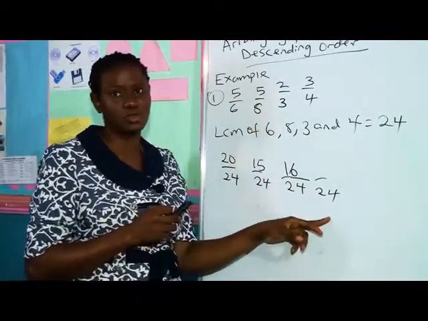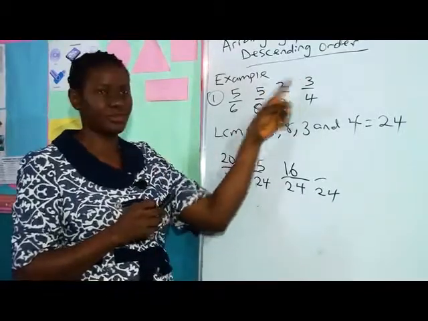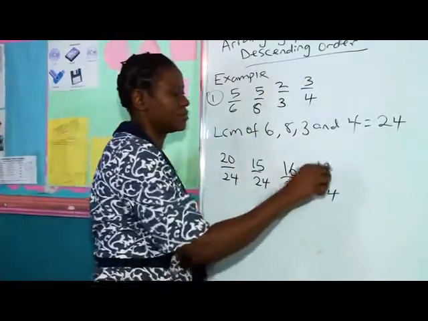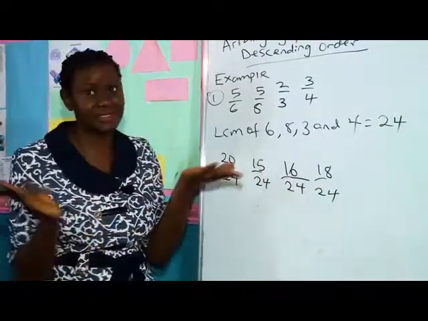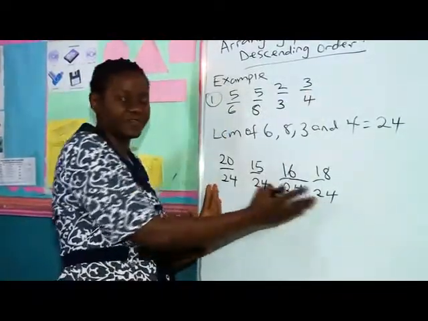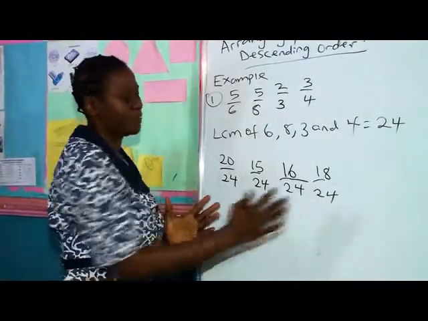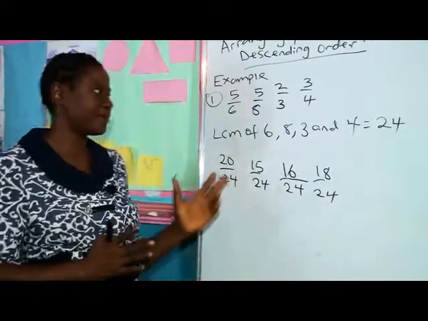How many 4s can I find in 24? 6. 6 times 3 is 18. What have I done? Equivalent fraction. I have just changed this fraction to the equivalent fraction. So, what do I need to do? Compare. I can now compare.